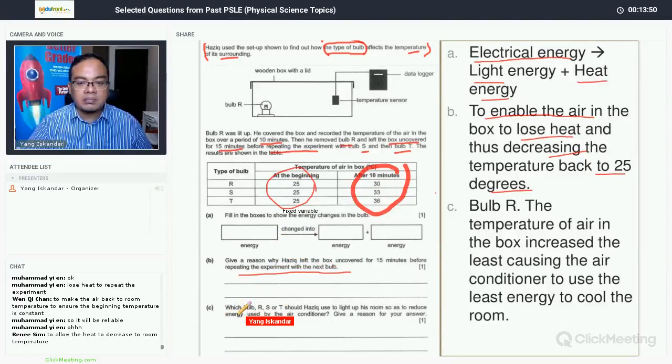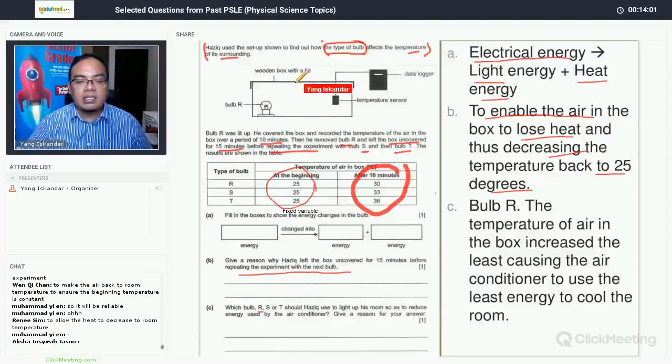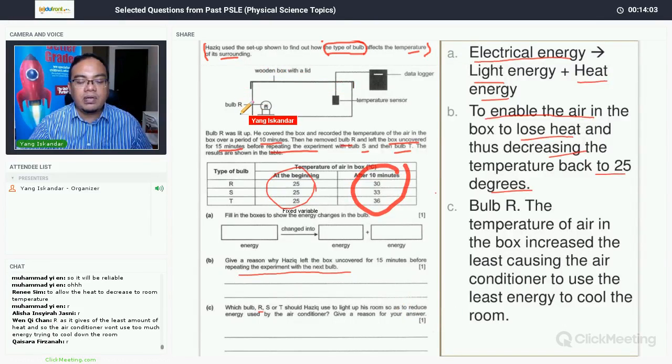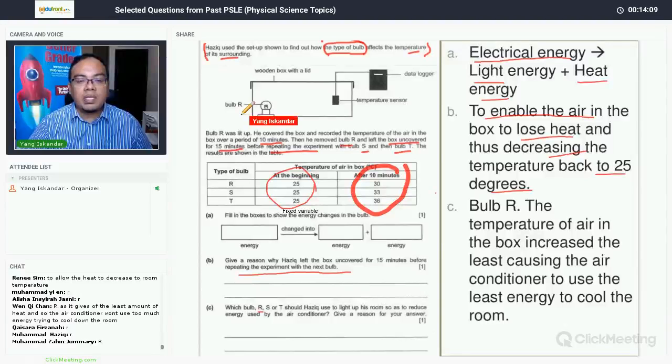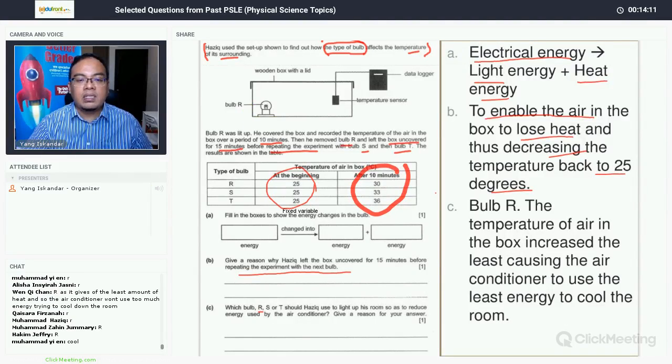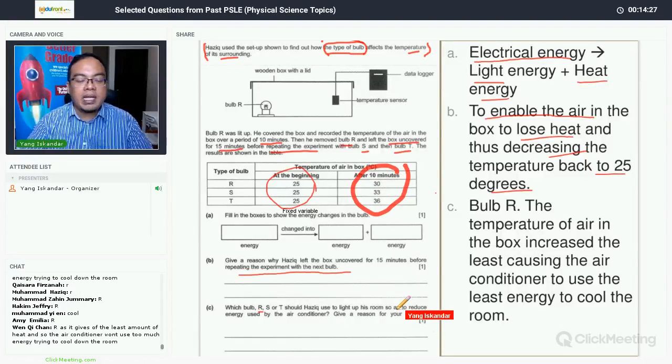Okay, part C. Which bulb, R, S, or T, should Haziq use to light up his room so as to reduce the energy used by the air conditioner? Now, if you are in a bedroom and using the air conditioner, you want the temperature to be as cool as possible, right? Okay, there are different types of bulbs. Some bulbs give out a lot of heat. Some bulbs are quite cooling. So in this instance, they ask you if he wants to reduce the energy used by the air conditioner. Now, why must you reduce the energy used by the air conditioner? Anyone?